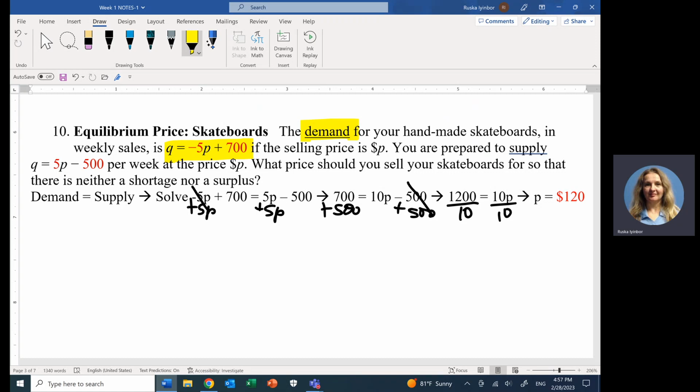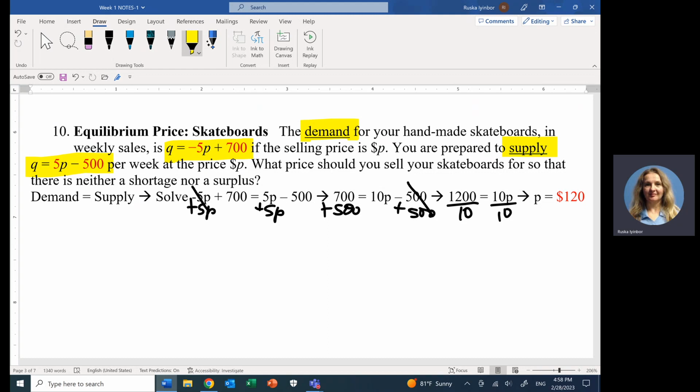Now, the next equation is the supply equation. Supply is how much you're going to supply the market with. And this is the equation for the supply. It also has P and Q. P is the price of selling each skateboard, and Q is the quantity you're going to supply, how many skateboards are going to be available to buy, okay?